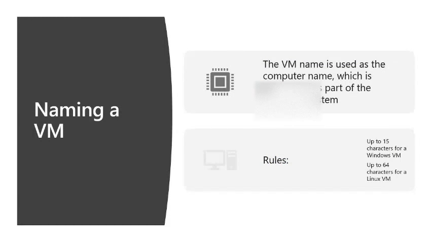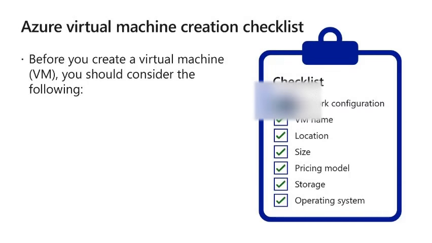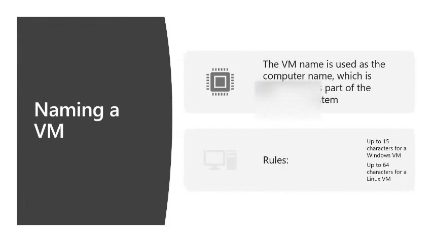How to name? So the second one was naming a virtual machine. The VM name is used as a computer name which is configured as part of the operating system. The rule is up to 15 characters for the Windows virtual machine and up to 64 characters for the Linux virtual machine. You can have any name, but it has these two limitations. For Windows 15 characters and for Linux 64 characters.